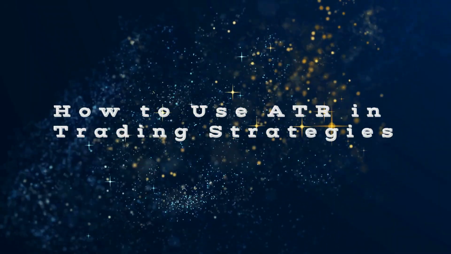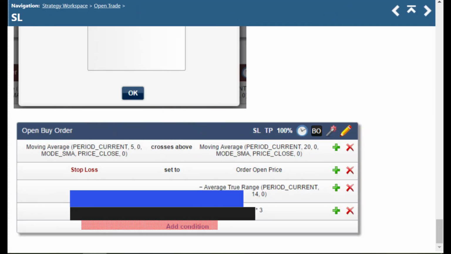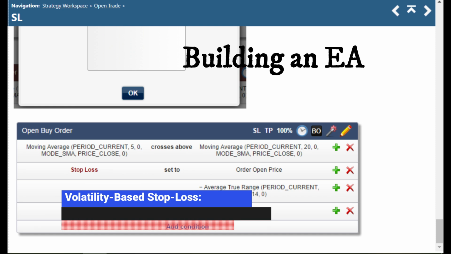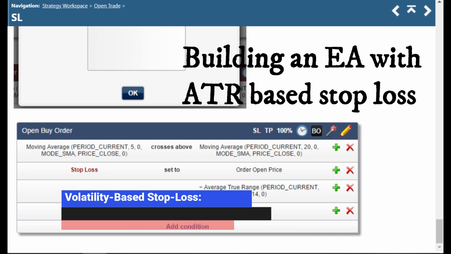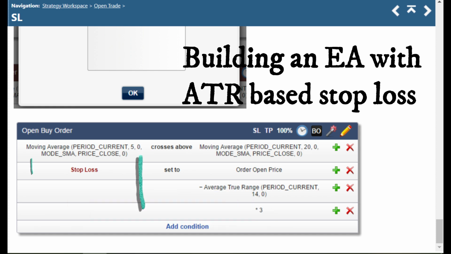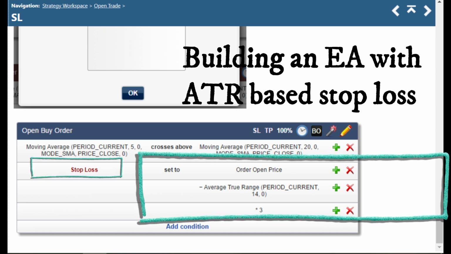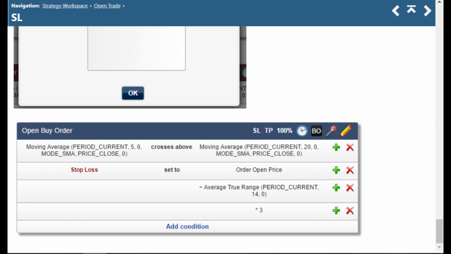Here are some practical ways to incorporate ATR into your trading. Volatility-based stop-loss. Multiply the ATR value by a factor, for example, 1.5 or 2, and set your stop-loss that distance away from your entry point. This ensures the stop-loss adapts to market conditions. Example: if ATR is 20 pips and you multiply it by 2, set your stop-loss 40 pips away.